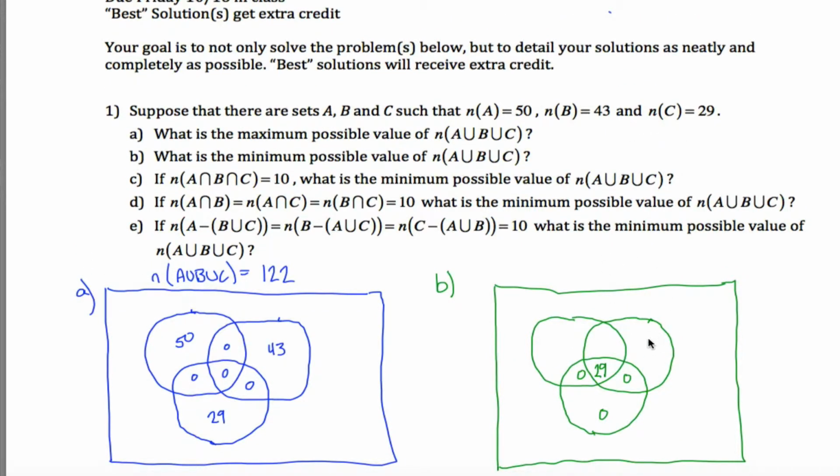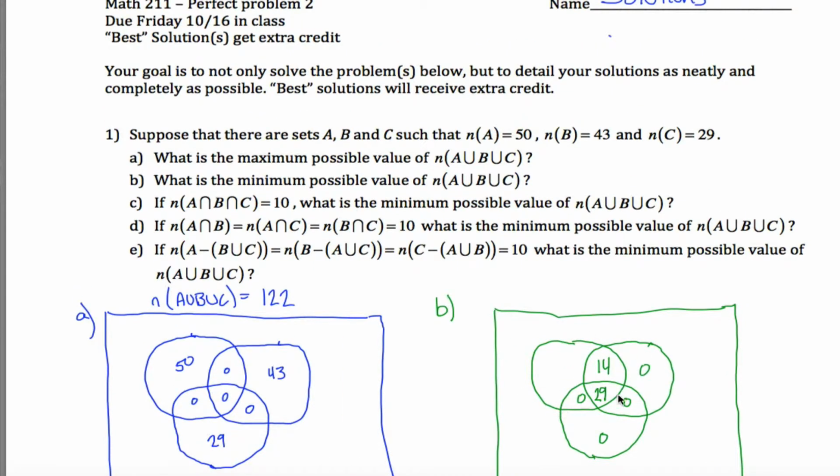Now I'll think about set B over here. That's got 43 elements, but I already used up 29. So with 29 there and 43 possible, the most I could put here is 14 more, which would leave 0 here. Now considering set A, I have 14 and 29 already, so I have 43, but I need 50, so I need another 7 over here. So if we want to make the union of A, B, and C as small as possible, I would go with this picture here, and we'd have a total of 50.